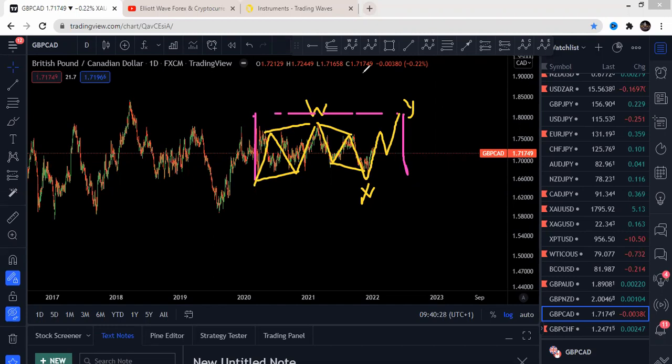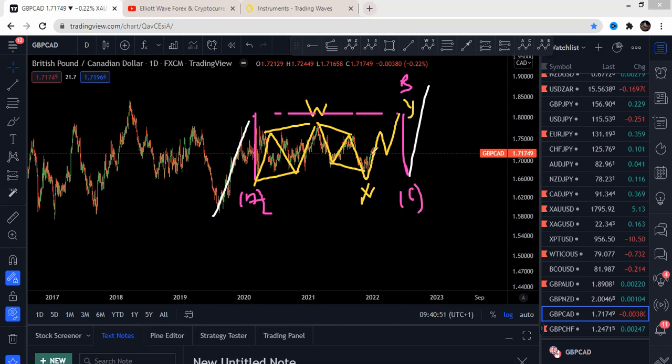You'd have, let's use white here. So that structure will complete like that. So internally, you will have WXY in the yellow degree, which is a complex B correction of the overall purple degree. I hope I'm not complicating it for you. This is something that we do in our course to understand the difference between ABC and WXY. That's how we're able to identify this.